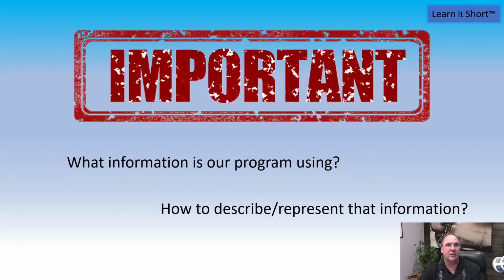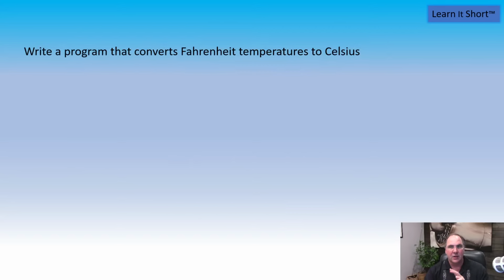What information is your program using? And how are you going to describe and represent that information? Because I've given you the four basics that everything has to boil down to: whole numbers (integers), floating point numbers, Booleans, and characters. So we can build up any complex information from that, but we need to understand what information your application requires first.